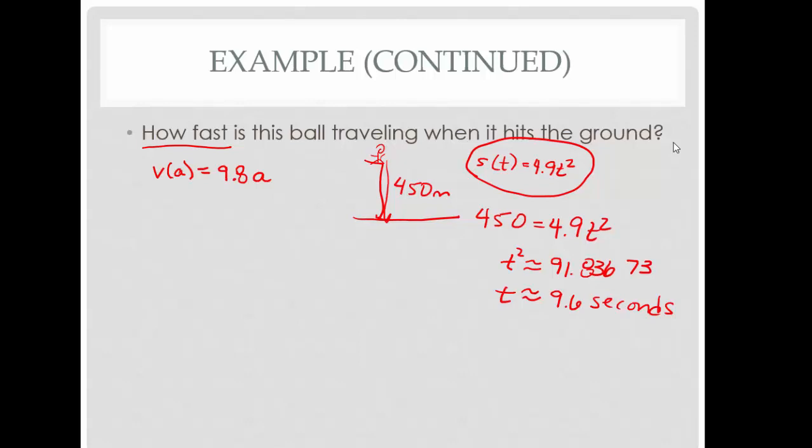Now that I know that, if I want to know how fast it's going at that time, what I really want is v of 9.6. In other words, 9.8 times 9.6. So its velocity when it hits the ground is approximately 94.08 meters per second.